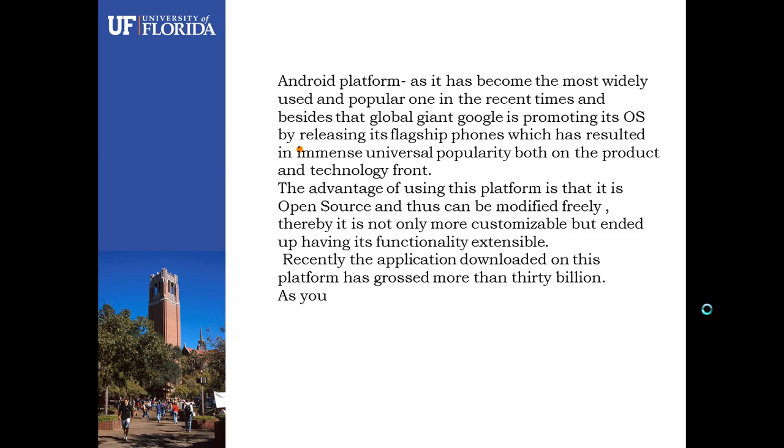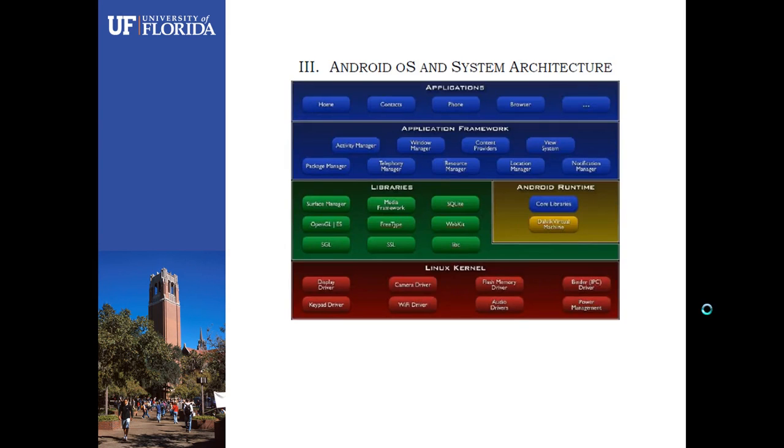So, the advantage of using this platform is that it is open source and can be modified freely. Thereby, it is not only more customizable but also has extensible functionality. Recently, the applications downloaded on this platform have grossed more than 30 billion. So, let's talk about Android and its layered architecture, how it is. This is how it is. The first layer is the application, then comes the application framework, then the libraries, Android runtime, and the Linux kernel, which forms the basis of the whole Android system.